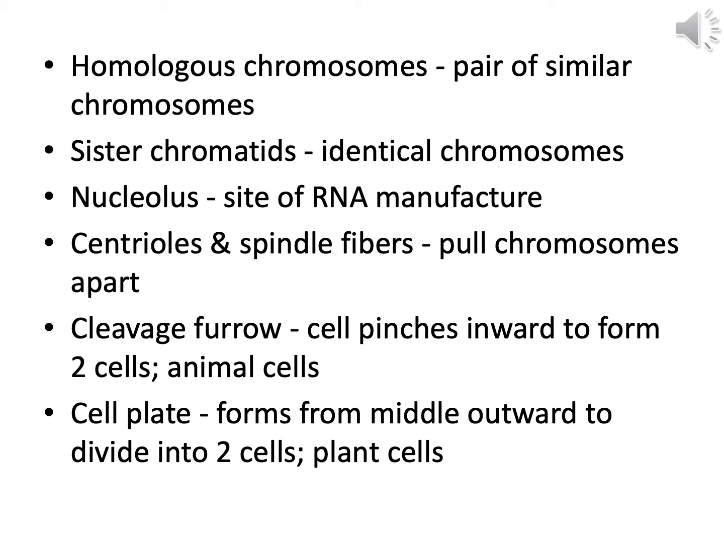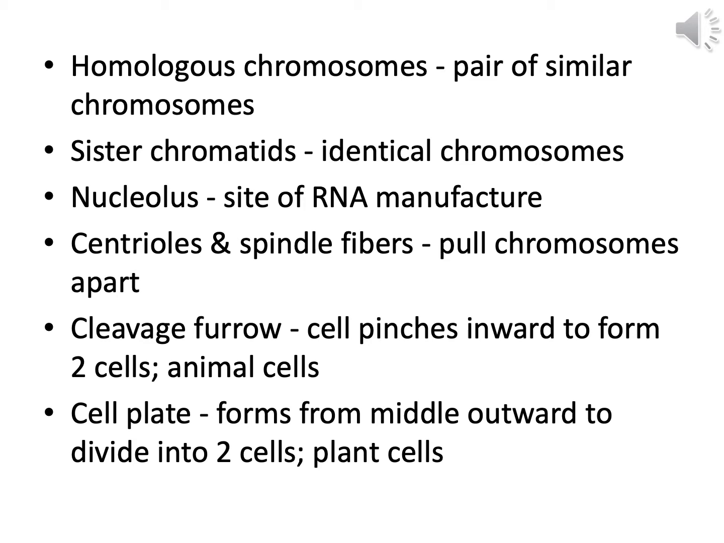The nucleolus, you might remember, is the site of RNA manufacture in the nucleus. We'll see that coming and going, so yeah, just wanted to remind you of that one. We'll also be talking about centrioles and spindle fibers, which pull chromosomes apart. You might remember from exercise 5 that centrioles function in cell reproduction. Welcome to cell reproduction. We'll be using the centrioles and spindle fibers to pull chromosomes apart.